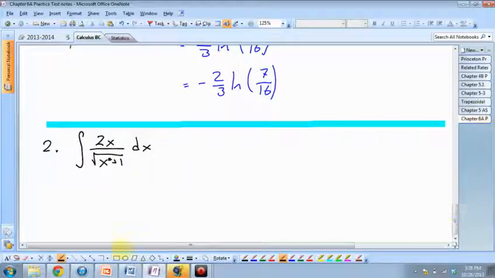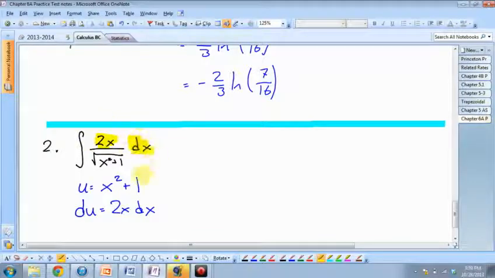Let's pretend our u was the, what do you call that, inside the square root? The radicand? So let's pretend our u is the radicand. That gives us du equals 2x dx. Oh, how fortunate. Look, we have a 2x dx right there already.